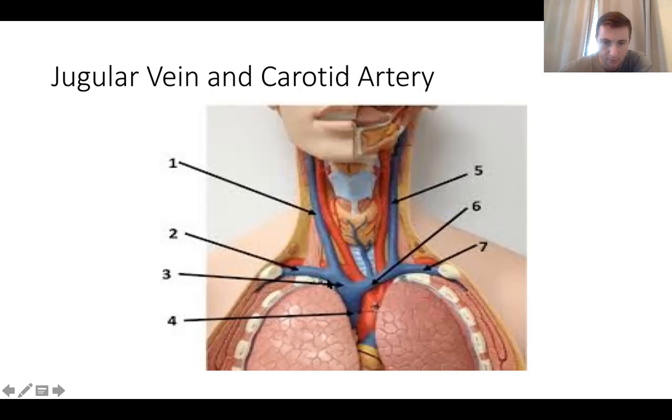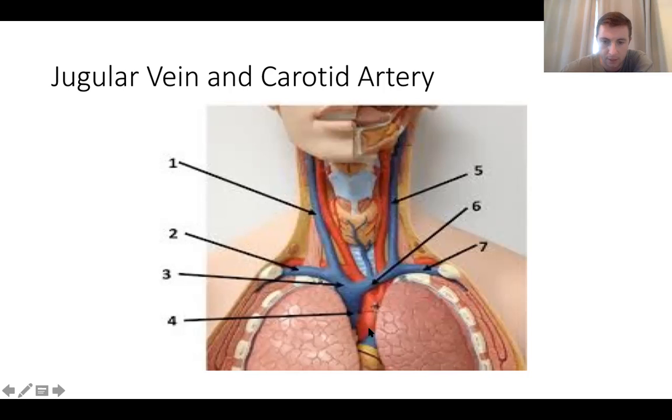Once it meets here, before it gets down to the superior vena cava, the right subclavian vein and the left subclavian vein are going to meet at the brachiocephalic vein, and this is the right brachiocephalic vein and the left brachiocephalic vein. And just like on the right side, the left side has the left jugular vein right here.